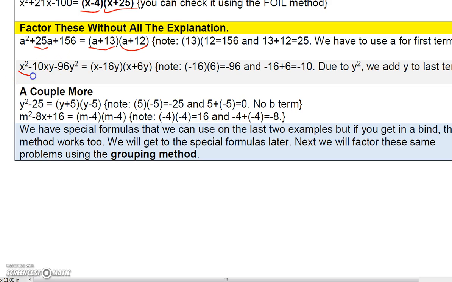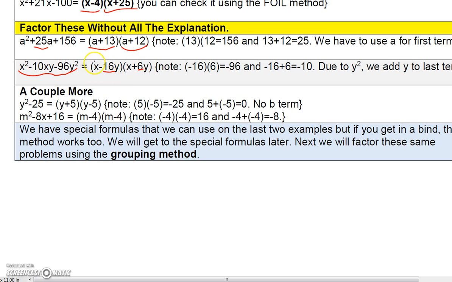And then here's another one. Here we need two factors whose product is negative 96y squared, and whose sum is going to give negative 10. So I chose negative 16 and positive 6, because negative 16 times 6 is negative 96, and negative 16 plus 6 gives me negative 10. Now, I also have to include the y, because this is not just a constant here, this is a constant with a variable. So I've also got to have the y in each case, so that when I multiply these two together, I get negative 96y squared.